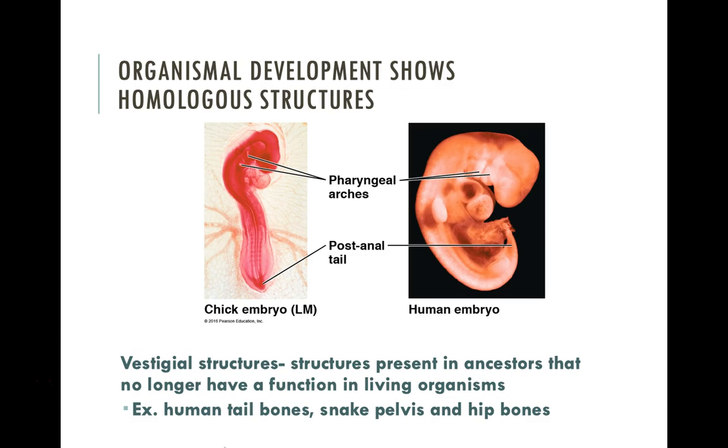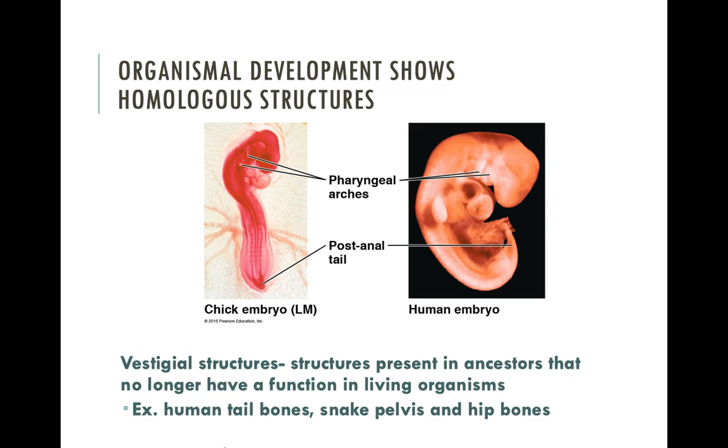These are structures that were present in the ancestors, but don't have a function in living organisms. So humans don't develop the tail. It's still part of our fetal development, but it's not there in the living organism. We don't use our tails anymore. We don't have them anymore. So human tail bones are an example. The structure is still there. Actually, I'm sorry. I'm sort of combining two different ideas.